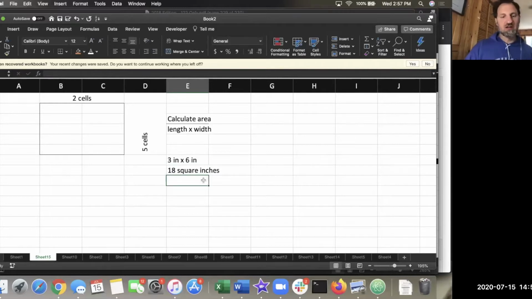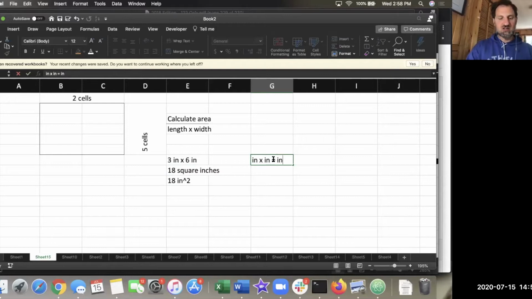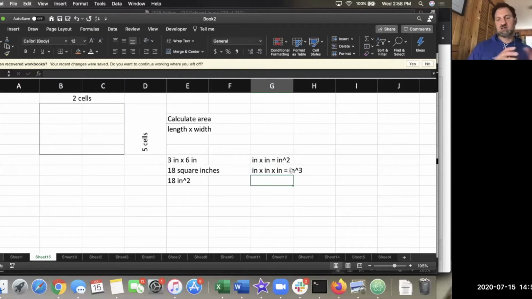And there's 2 ways you can write square inches. You can write it out like that, or you can write it in exponential notation, which is inches to the 2nd power. So remember that inches times inches is inches to the 2nd. Inches times inches times inches is inches to the 3rd power. These are the 2 that we're going to be talking about in this little section: square inches, cubic inches.